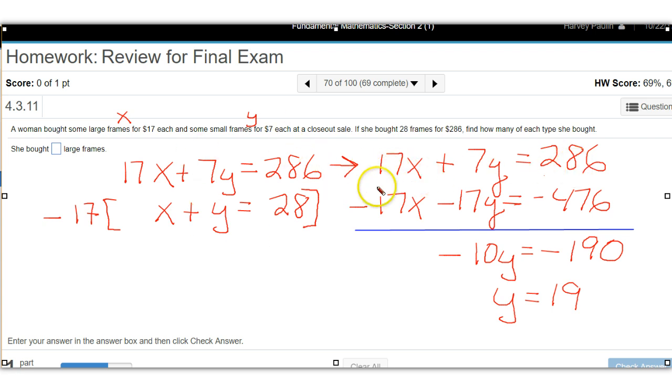And again, I'm modeling how to illustrate this. So here, this just cancels out, which is what you wanted to do. Here, when we add them together, we get a negative 10y. And when we add these together, or in a sense subtract, we get a negative 190. Now we divide both sides by a negative 10, we get 19. Well, if our small frames are 19, we subtract 19 from 28, and we get 9 large frames. And she bought, and that's what we're going to put in here, our 9, and this is how we got it.